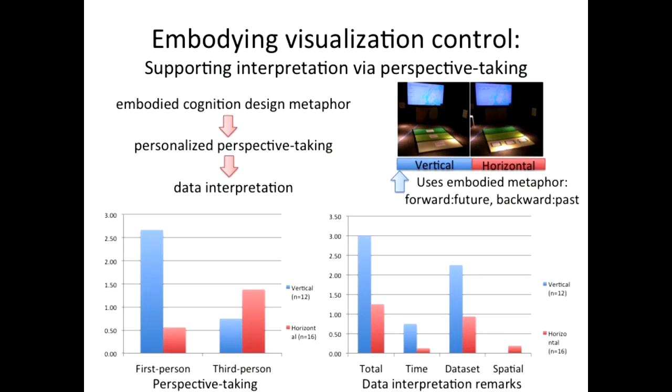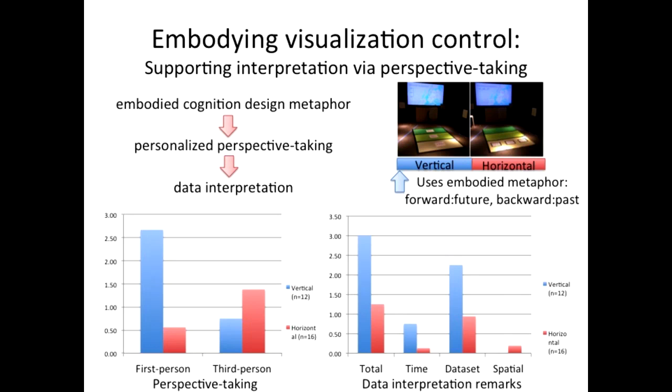And we thought that if we use this embodied metaphor as the crux of our design for controlling time in this space, it would encourage visitors to take a more personalized, a more first-person stance on their data set. So they would feel more identification with it, they would be more interested in it, they would be more invested in exploring it than if we used another control strategy. In this case, our control case, the horizontal control case, is much more like you would typically see, say in an interactive web app, where the timeline is horizontal left to right, where the past is to the left and the future is to the right.